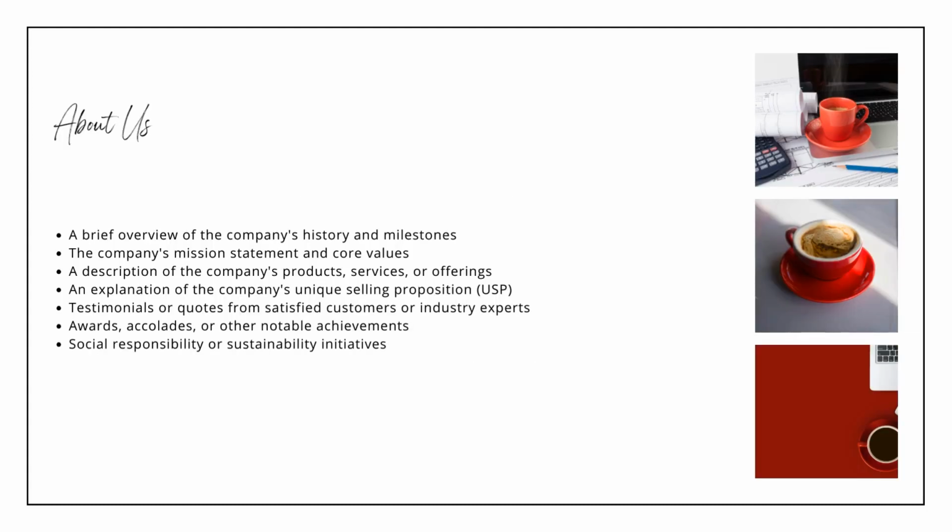So the first page you're going to get to is the About Us page. This is a brief overview of the company's history, the milestones, the mission statement, the core values, a description of your products and services and your offering, and an explanation of the company's USP, the unique selling proposition, any testimonials or quotes that might actually continue to feel that look of the brand, awards and accolades, and any social responsibility or sustainable initiatives. Now, you might actually take that over 1 or 2 pages, but that's your About Us section of your brand and style guide.